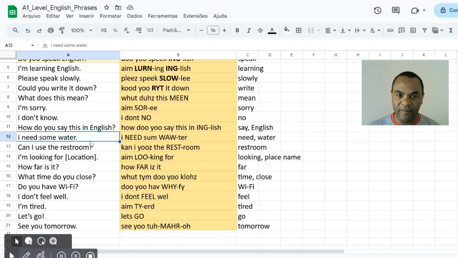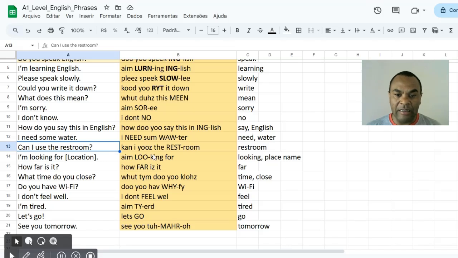Number 12 in here. I need some water. I need some water. When we have two words, we can stress them in this phrase. I need some water. Okay, that came to practicing.